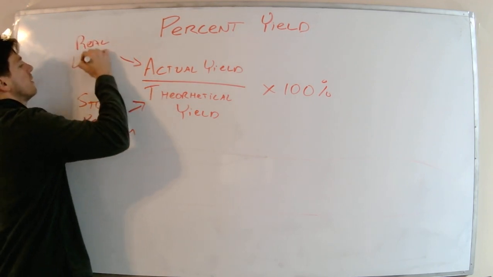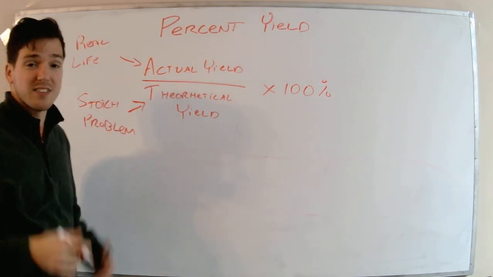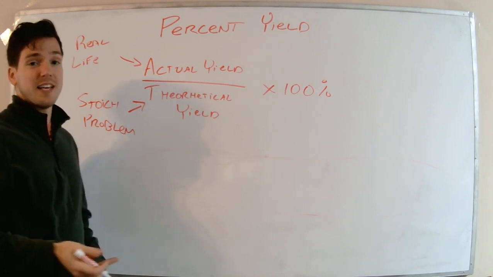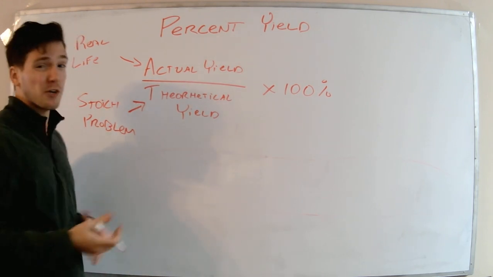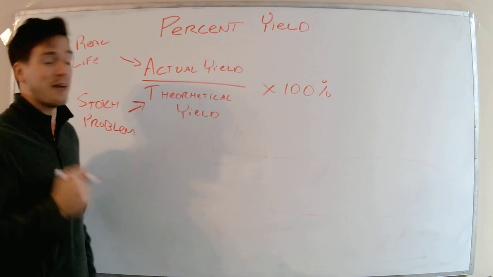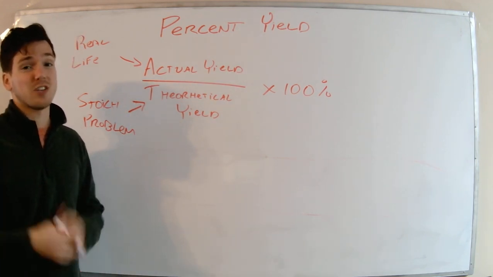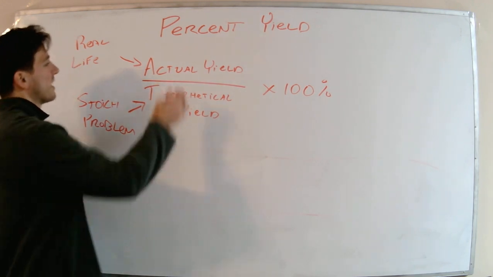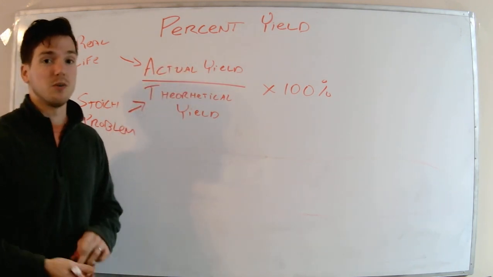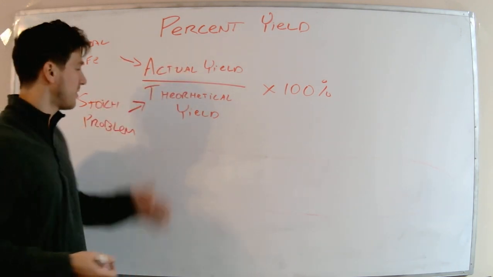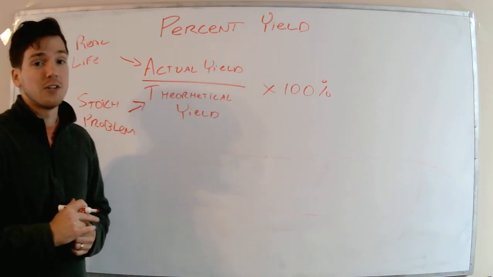So we might do a reaction where I say methane is reacting with oxygen and we have a certain amount of these and it should produce 20 grams of CO2 based on my stoichiometry problem. But then we go into lab and we actually conduct the experiment and we might only get 15 grams of CO2. So actual comes from real life, theoretical comes from our stoichiometry problems.